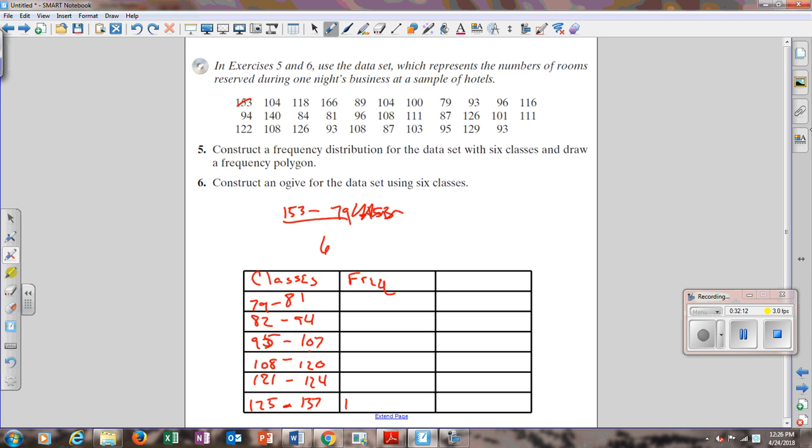Missing something again. 82 to 94 at the 107. This should be 134 and 135 here. Better. That's 157. It's 134. All right, better. 153 goes up here. Frequency. Next one is 104. 19.